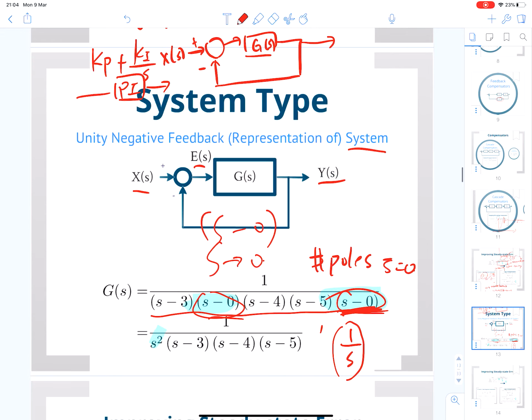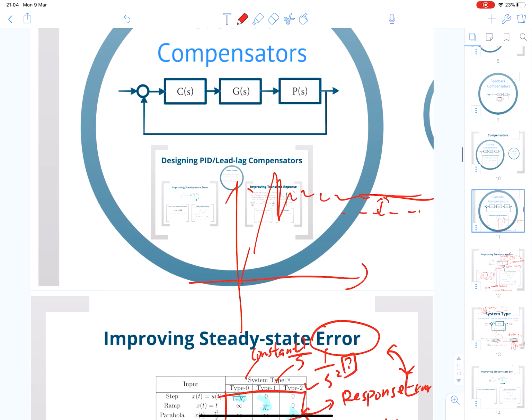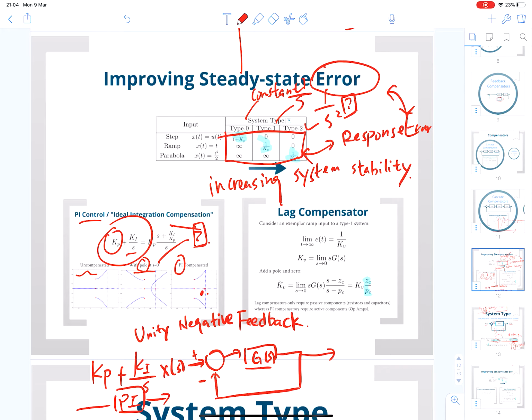Why do we care about that? Because once we have one s in the denominator, we have 1 divided by s. Remember, 1 divided by s is an integral. If we integrate some error, it is something dramatically different. Therefore, we care about the s in the denominator to determine whether it is system type 0, type 1, or type 2.